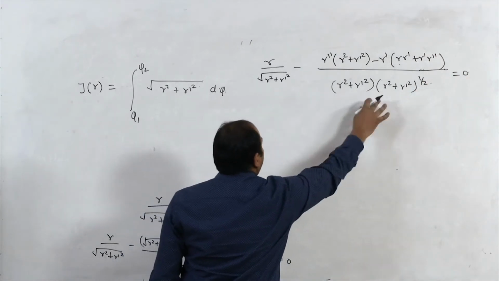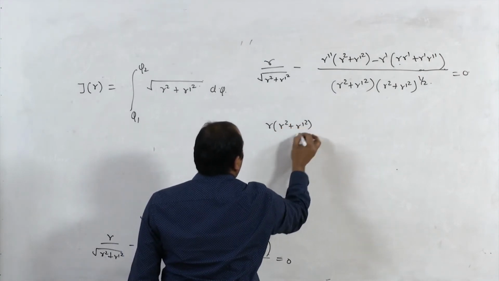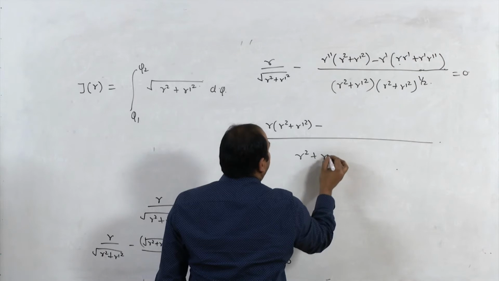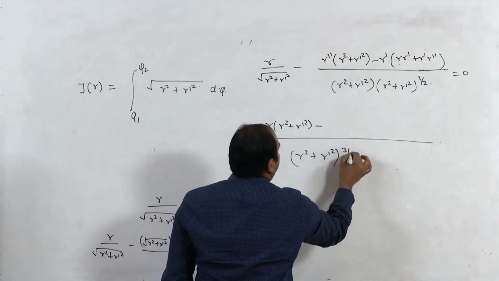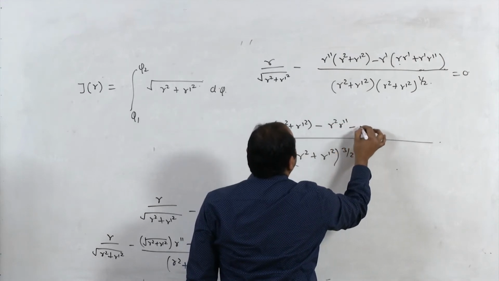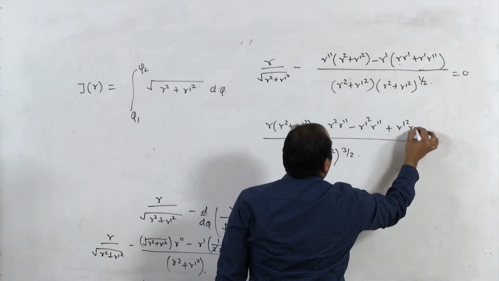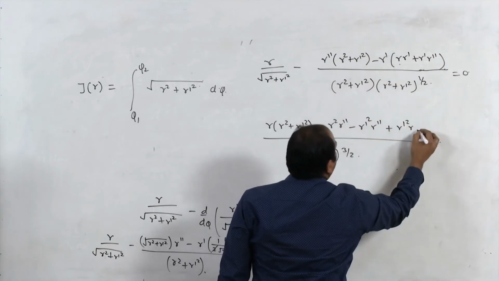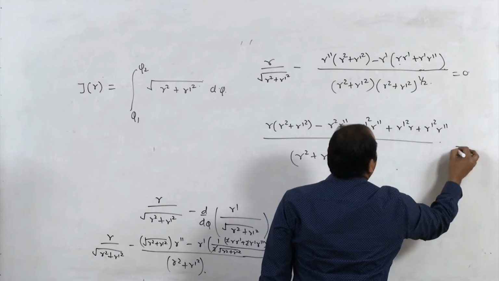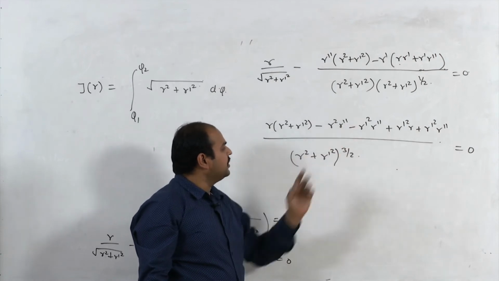Then we can take this thing in denominator and you can say that it is r into r square plus r dash square minus, you simplify this. Here when you simplify you will get r square r double dash minus r dash square r double dash plus r dash square r, then here we will get plus r dash square r double dash equal to 0. So we can say that this will be satisfied if the numerator is equal to 0.